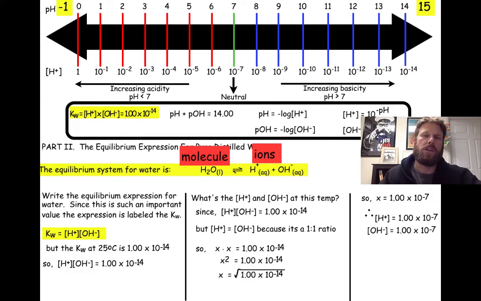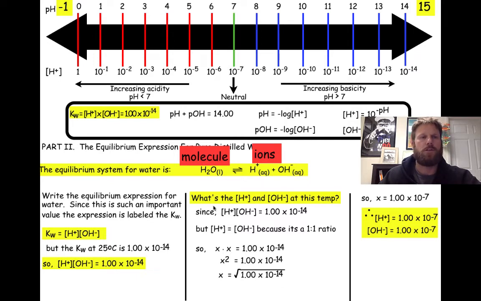Since we know the equilibrium constant at that temperature, we could determine H plus and OH minus concentration. Since we have a nice ratio of H plus to OH minus of 1 to 1, at equilibrium we could define both of those concentrations to be X. So if we solve for X, we would get the square root of 1 times 10 to the negative 14th, which is 1 times 10 to the negative 7th. So at 25 degrees Celsius, the concentration of both H plus and OH minus is 1 times 10 to the negative 7th.